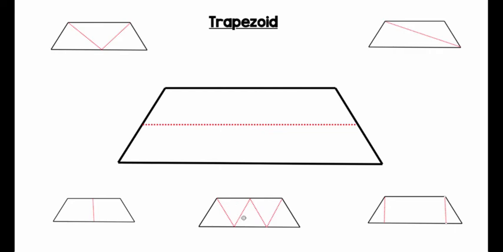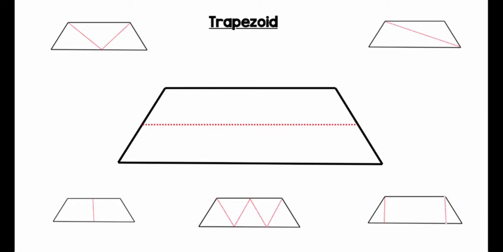We could split it into 5 triangles. Over here, it's kind of like we cut the ends off, so we have 2 right triangles, and then in the middle, we have a rectangle. And up here, we have a diagonal line that makes 2 scalene triangles. So there are many ways, and there are many more ways that you could subdivide this trapezoid.